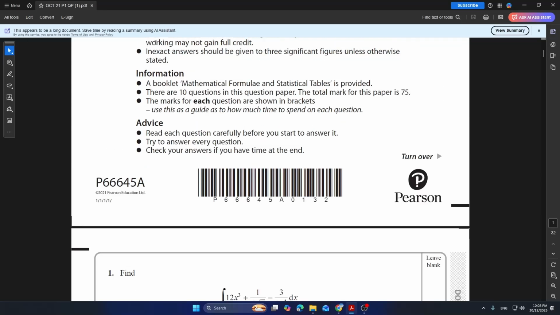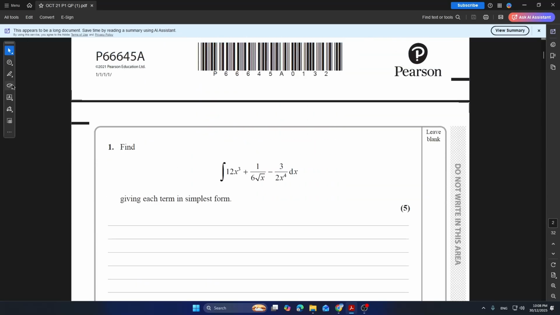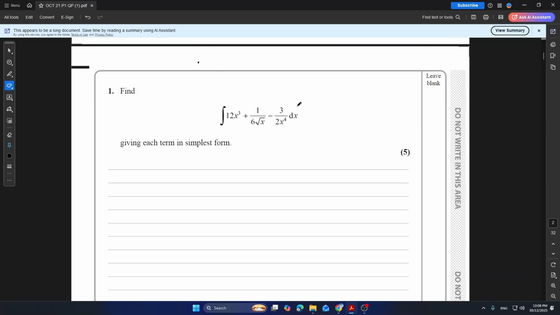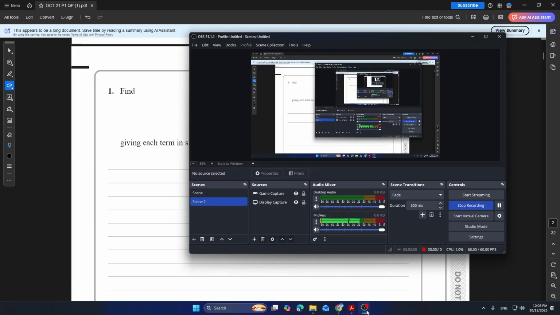Okay, so this is October 2021 past paper math, year 1. Okay, so first question is an integration question. Now we need to know one thing.